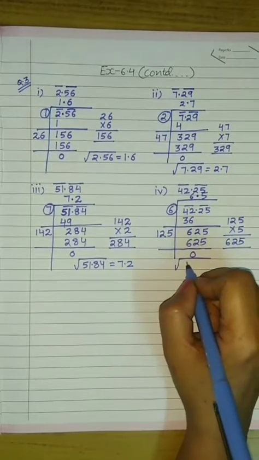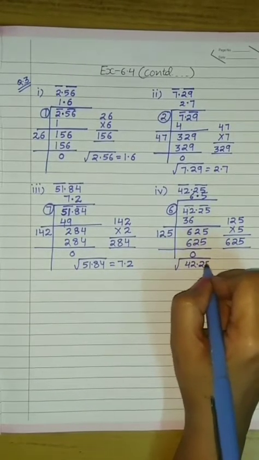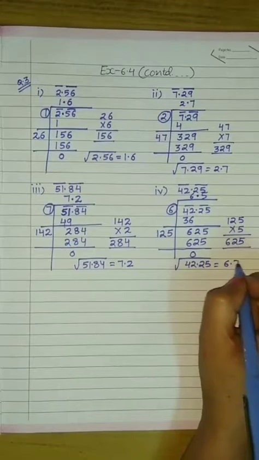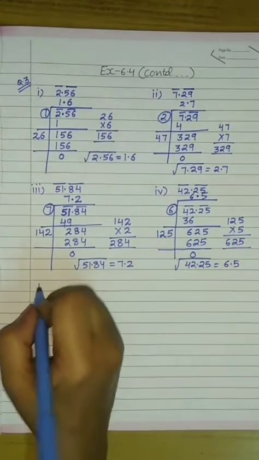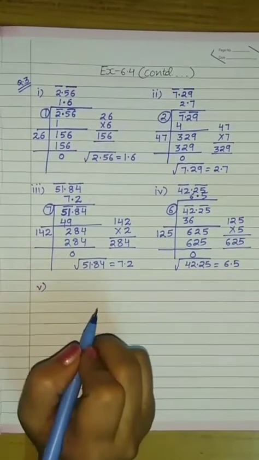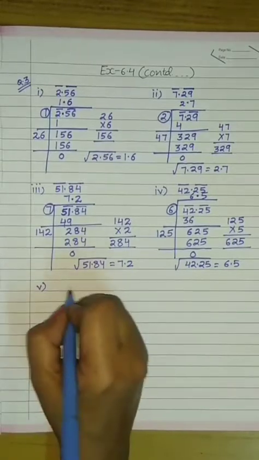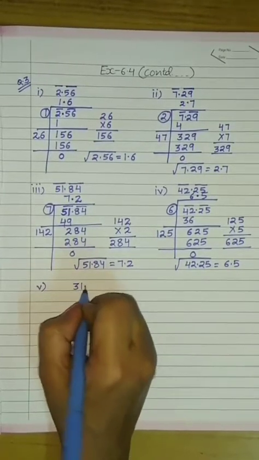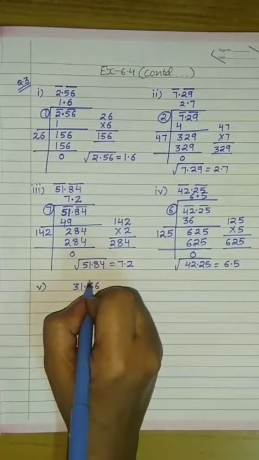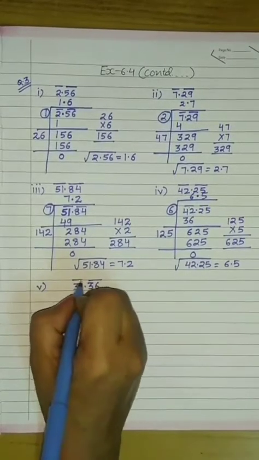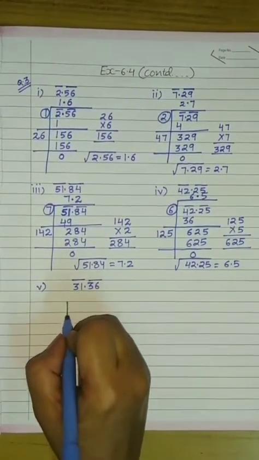So square root of 42.25 is equal to 6.5. Now last part of this question, fifth part, is 31.36. So 1 bar will be on 36 and 1 will be on 31.